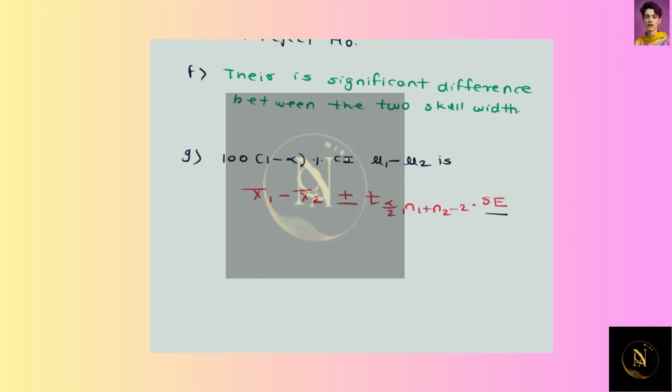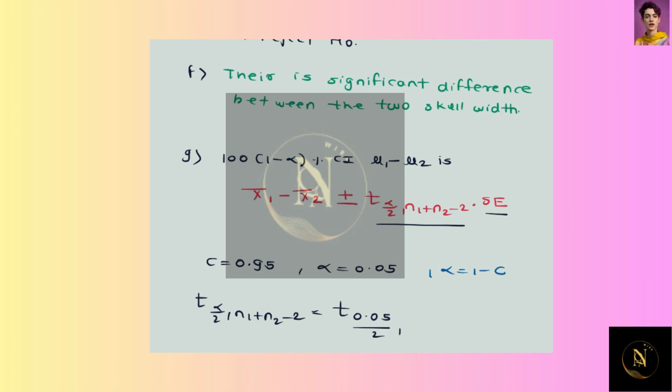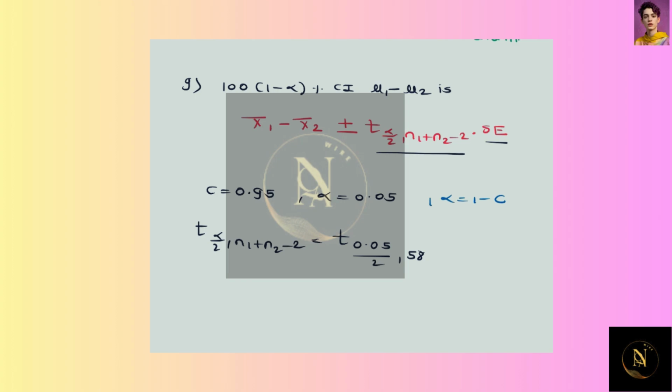We know the value of the standard error. First calculate the critical value. The value of C is given as 95%, that is 0.95, then alpha equals 0.05, by using the formula alpha equals 1 minus C. Now calculate the critical value t alpha by 2 with n1 plus n2 minus 2, which equals t with alpha 0.05 divided by 2 and 58 degrees of freedom. And by using a table we get this value as 2.0017.